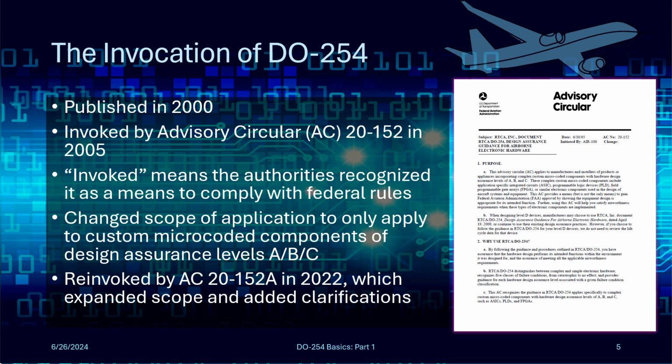Now, over the next 18 years or so, the scope creeped quite a bit, and technology also evolved at a mind-blowing pace. So in 2022, a new version of this AC, AC 20-152A, was issued by the FAA. This AC really has a lot of meat in it. It's probably the most important document to be aware of besides DO-254 itself. It, in fact, expanded the scope, added a lot of objectives, and in many ways clarified certain confusing things that were in the original document. And I'm going to get into that more in part 4 of this series.